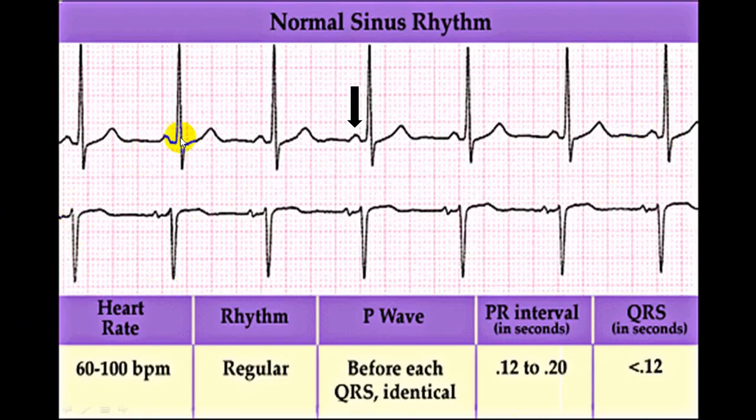Here you can see P wave is present before each QRS complex. P wave is followed by QRS complex. QRS complex is narrow. All P wave, QRS complex and T wave are all in the same direction. This is normal sinus rhythm and rate wise it is normal. It is between 60 to 100 per minute.